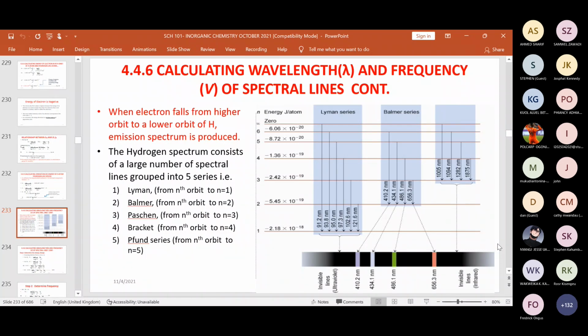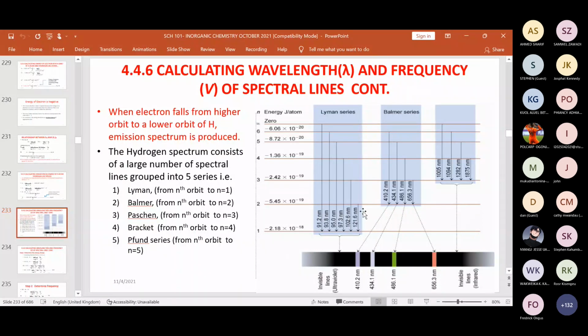Although we are putting it on a straight line, remember this could be like the circles within the hydrogen atom, as the electron moves from energy level 1 to 2 or to 3 to 4 and so on. We note that when an electron falls from a high energy orbit to a lower orbit of hydrogen, an emission spectrum is produced. So we saw what the emission spectrum of hydrogen looks like, and we want to understand the values on this diagram.